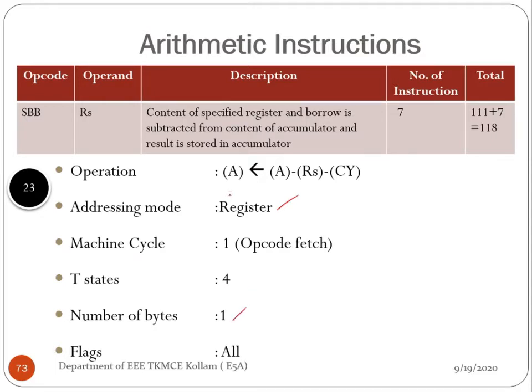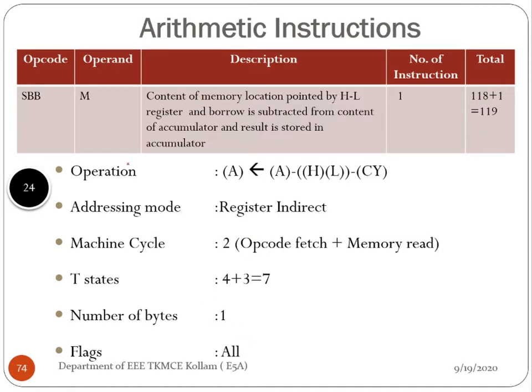So that 1 byte is opcode that we need to take into instruction register while executing. So in order to complete the execution of this instruction, it requires only one machine cycle, that is opcode fetch. For opcode fetch, number of T states is 4. While executing, all flags are affected. Next arithmetic instruction is SBB M.